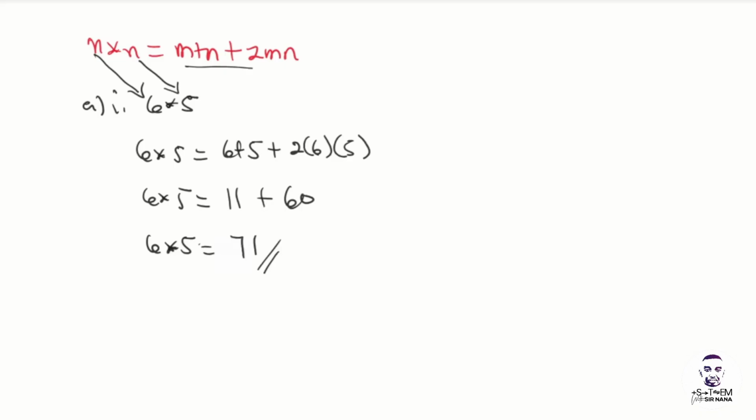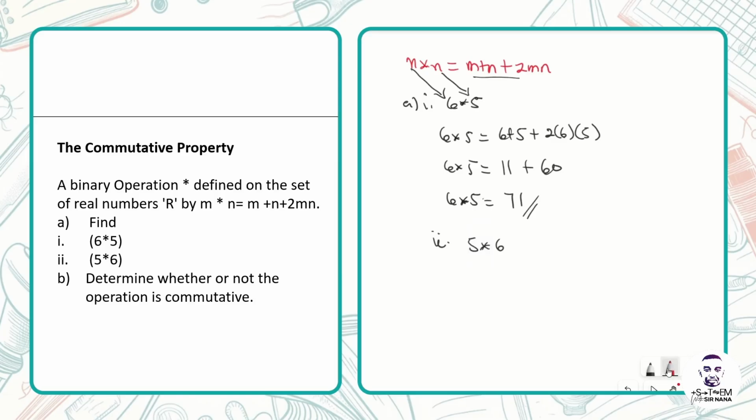Now let's check for part two, where we look at 5 operation 6. In this case, wherever we see our M, we must replace it with our 5, and wherever we see our N, we replace it with our 6 in the operation here. So what would that give us? We will have 5 operation 6 equal to 5 plus 6 plus 2 multiplied by 5 multiplied by 6. So 5 plus 6 gives us 11. Then 2 multiplied by 5 multiplied by 6 will give us 60. So our 5 operation 6 as well will give us 71.